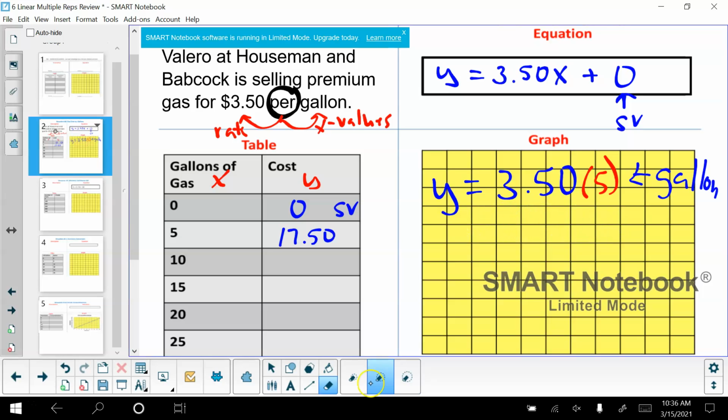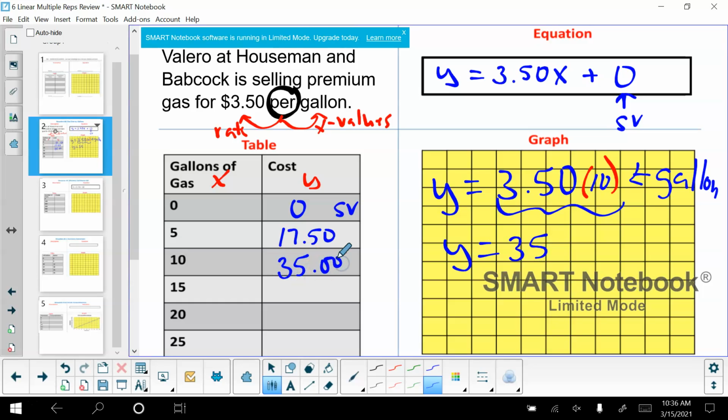Instead of a 5 here, the next number for the gallons of gas is a 10, so I would put a 10 there, and then I would multiply here, and 3.50 times 10 is 35, which I could write 35, or I could do 35 with the double zeros for $35. And then I can do it again.